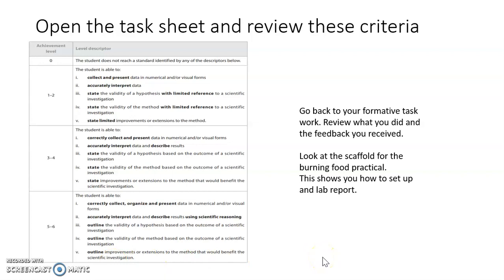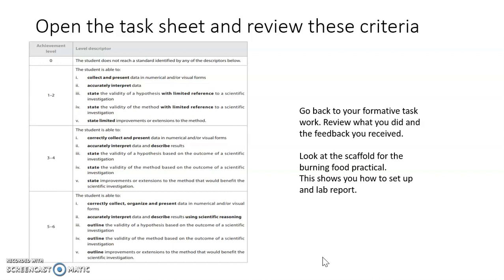Now, I also want you to think about the common formative task that we did earlier this year. And in that common formative task, we looked at this practical where we burnt food, and we looked at how we could measure the energy content of food and compare energy contents of foods using that protocol.